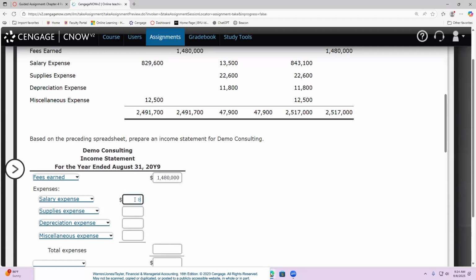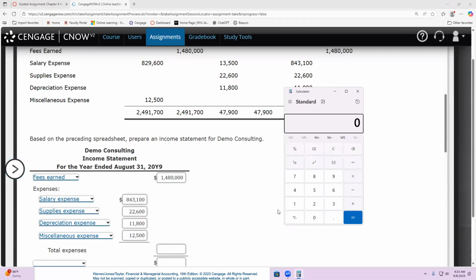Salary expense, supplies expense, depreciation expense, and miscellaneous expense. I'm not going to try to add all those in my head. So I'll just add them up. 843, 100 plus 22. So I get total expenses of 890,000.